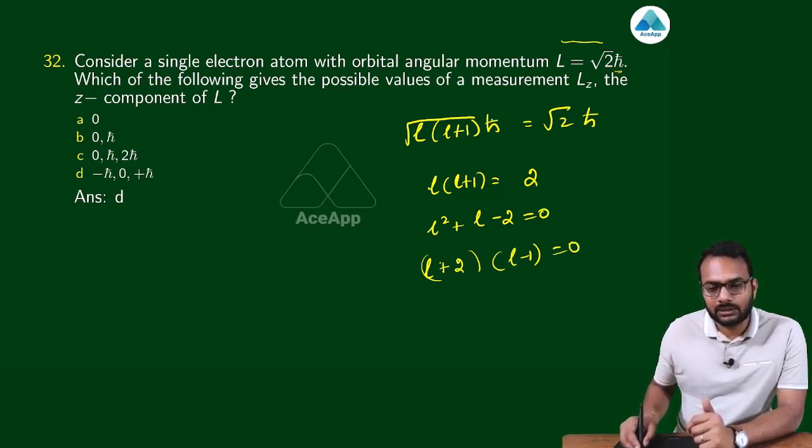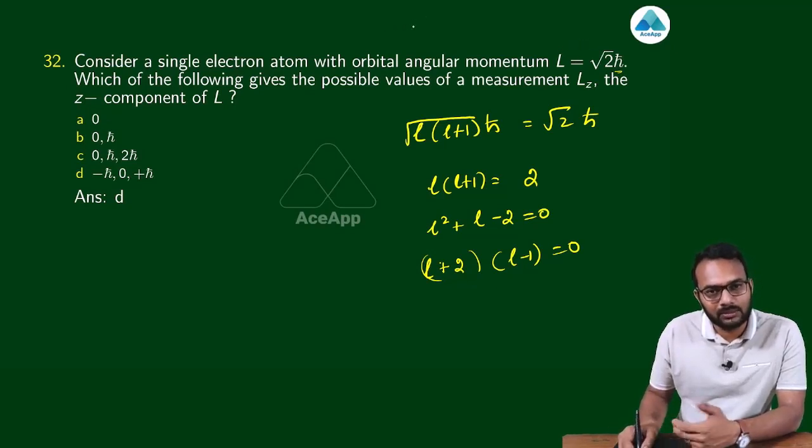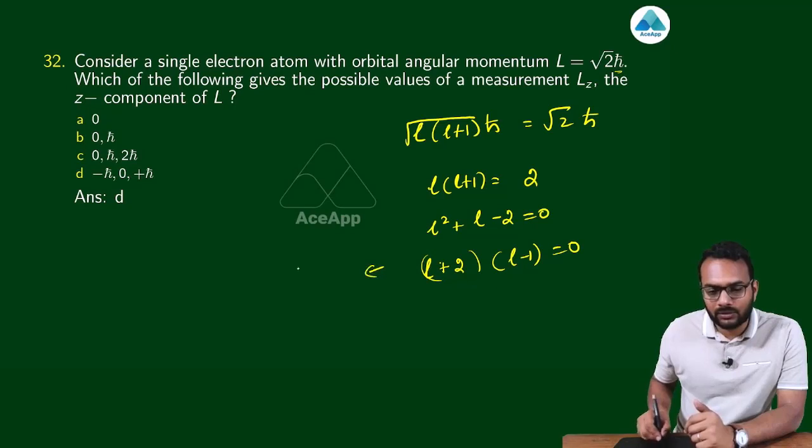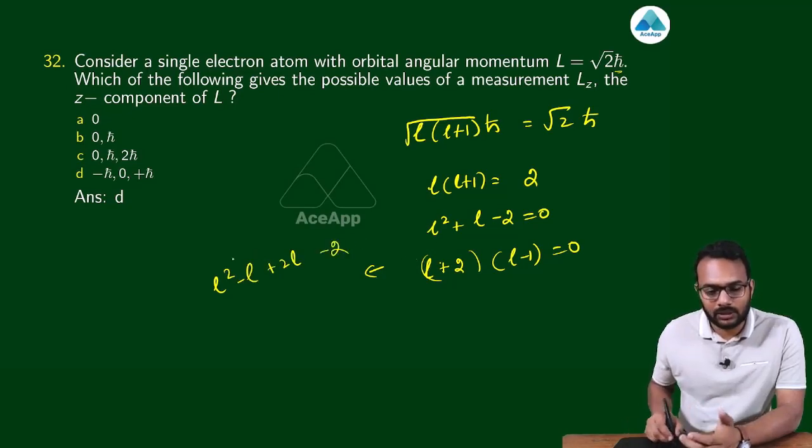Is that correct? You know the formula X plus A into X plus B is X square plus A plus B into X plus AB. Or you can try multiplying this if you don't remember the formula. First multiply L: L square minus L, plus 2L, minus 2. Collecting the terms, 2L minus L is L, so we get L square plus L minus 2.